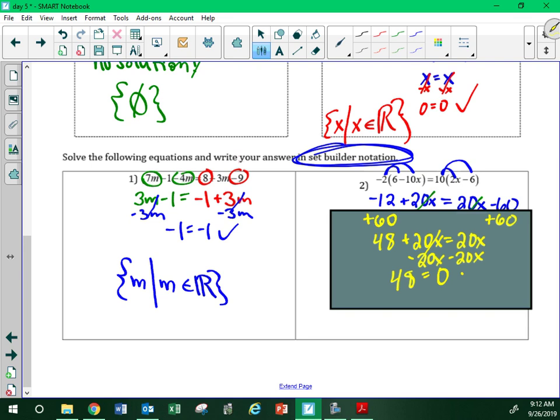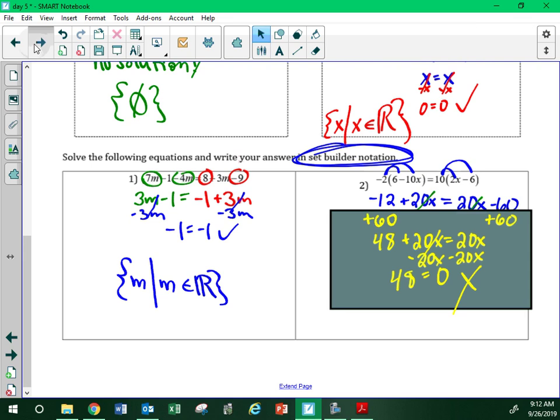Wait, so the numbers we get don't matter. You want to know if it's true or not. Exactly. That's the answer. Once your x's disappear, you can stop there and decide if it's true or false. Oh, so that's what the answer basically is, whether it's a true or false statement. Yes. True means all real numbers, and false means no solution. Did you have a question?